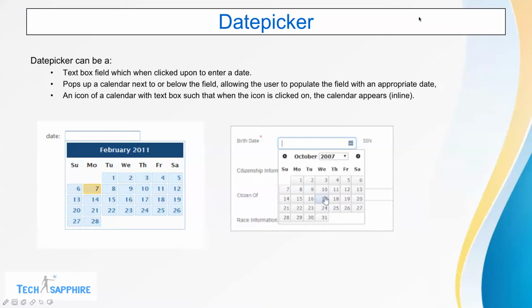A date picker is a graphical user interface widget which allows the user to select a date from a given calendar. It can be a simple text box which, when clicked upon, pops up a calendar and allows the user to populate that field with a particular or appropriate date.